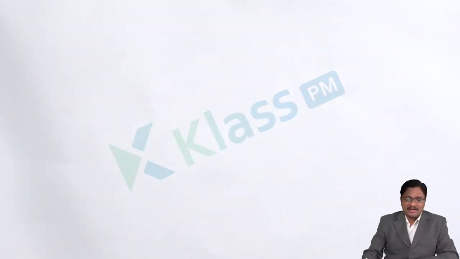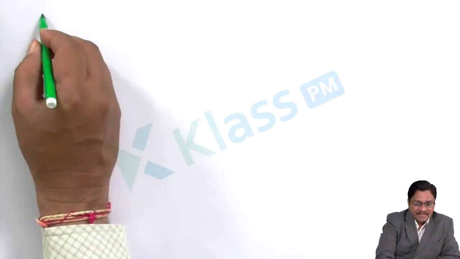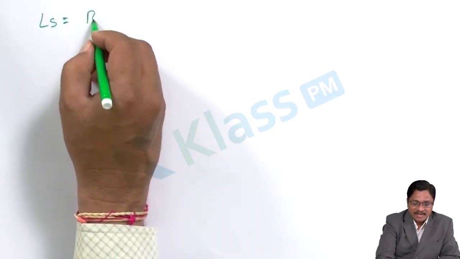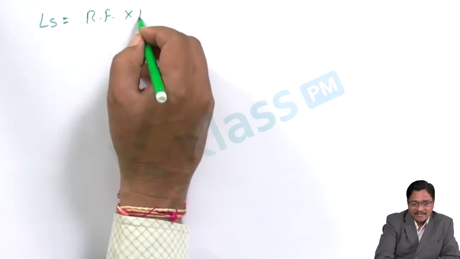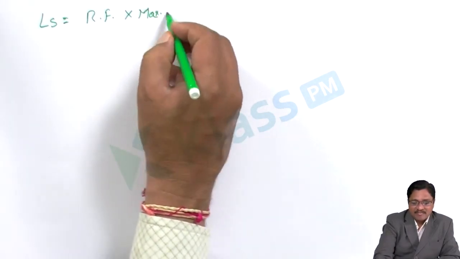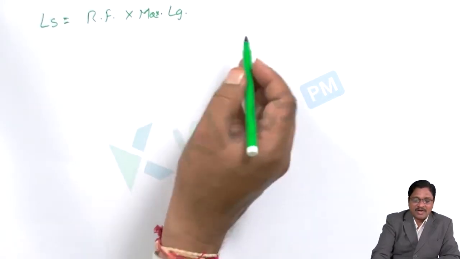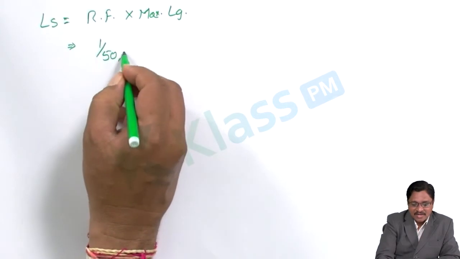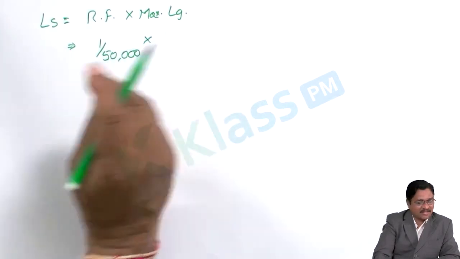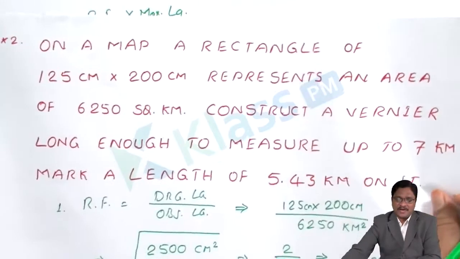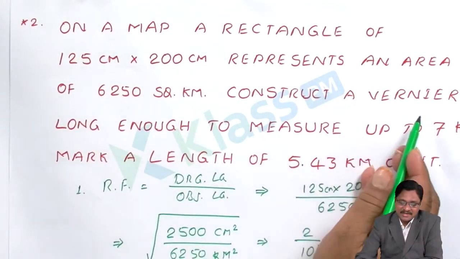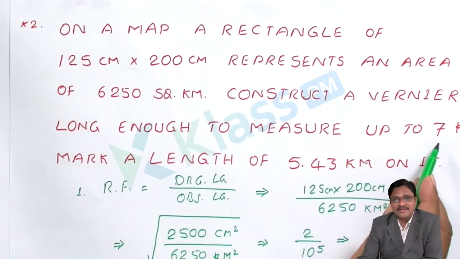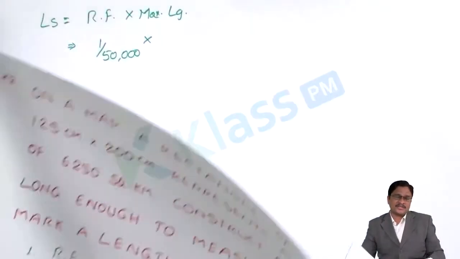LS is to be calculated. How is the LS to be calculated? For LS calculation, please keep in mind the relation once again: RF multiplied by the maximum length to be measured. So what RF is given in this case? 1 by 50,000, which you just calculated. Maximum length, you have to read the problem. So what maximum length has been given? Construct a vernier long enough to measure up to 7 kilometers. So the maximum length given in this problem is 7 kilometers, which you have to consider.